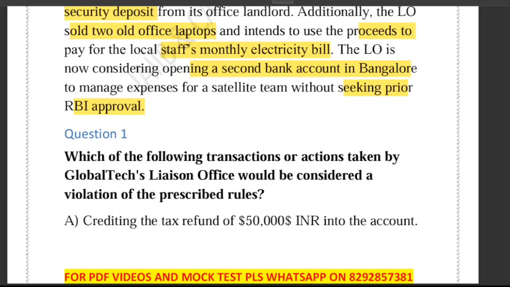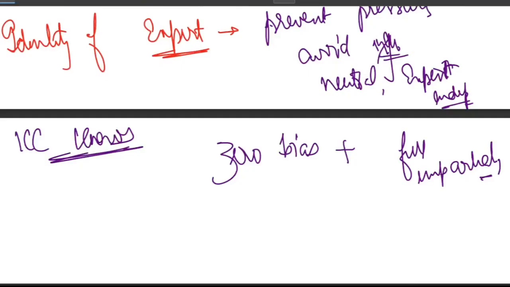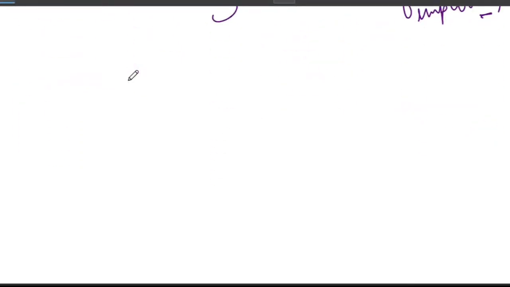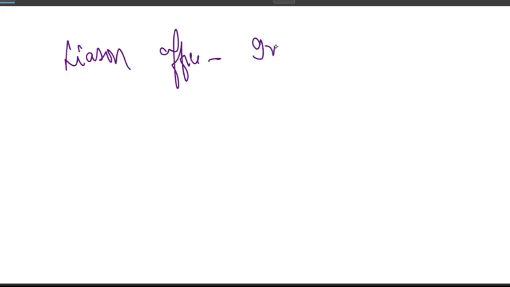So let's understand this like a story. Let me explain it like a story. See what is happening here. There is a liaison office in India. It is like a representative office.